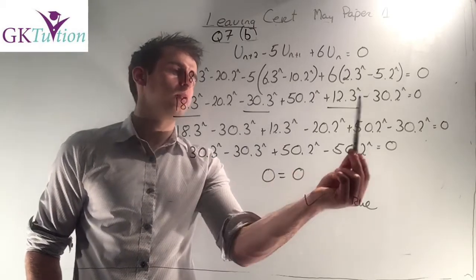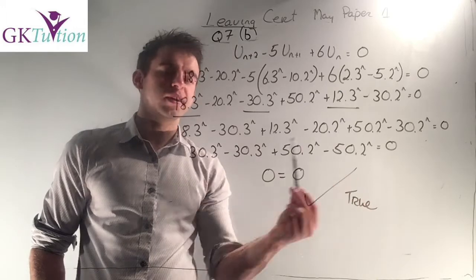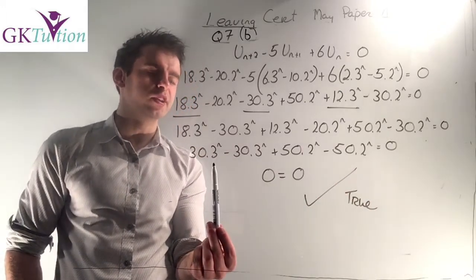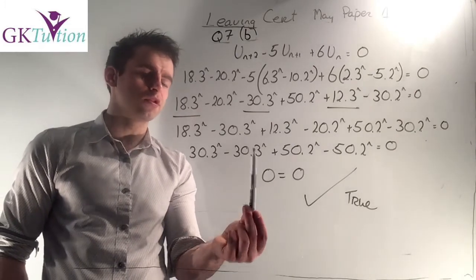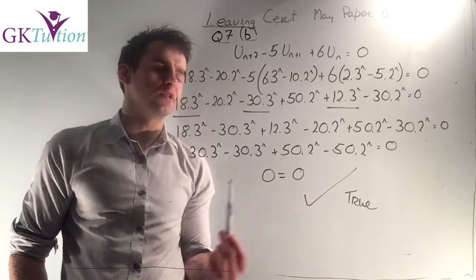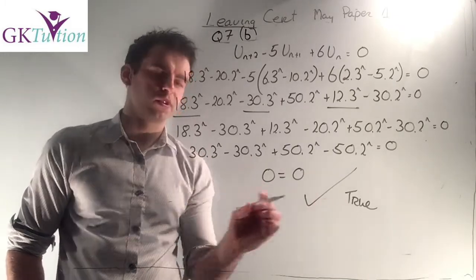2 to the power of n, 2 to the power of n, 2 to the power of n. So I have minus 20, plus 50, minus 30. If I group all of these together, I end up with 30 times 3 to the power of n, minus 30 times 3 to the power of n, plus 50 times 2 to the power of n, minus 50 times 2 to the power of n. Clearly they're all going to cancel each other out. 0 is equal to 0, so it's true.